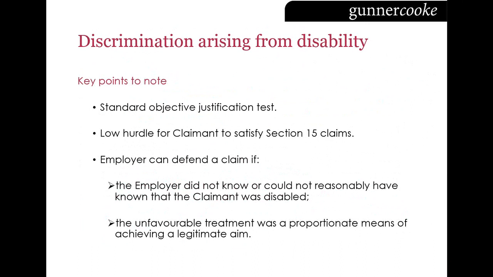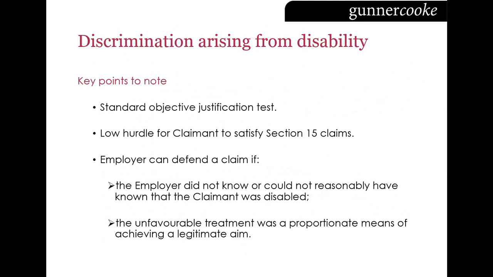So there is the standard objective justification test that we'll come on to. It's a very low hurdle, as we'll see from some of the cases that I'm going to go through in a minute. It's a very low hurdle for a claimant to satisfy a Section 15 claim. Section 15 claim is discrimination arising from disability. The way the employer can defend a claim is if it can demonstrate that it did not know and could not reasonably have known that the claimant was disabled, failing which, if it has subjected the claimant to unfavourable treatment, that it was a proportionate means of achieving a legitimate aim.